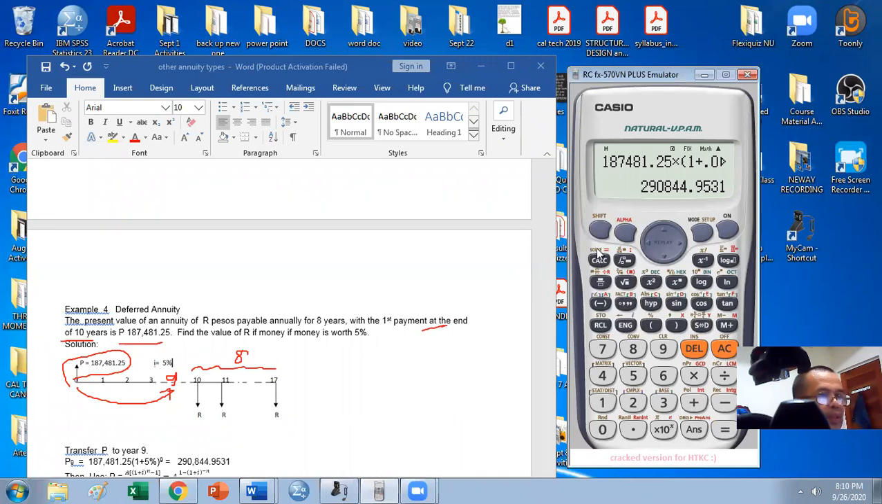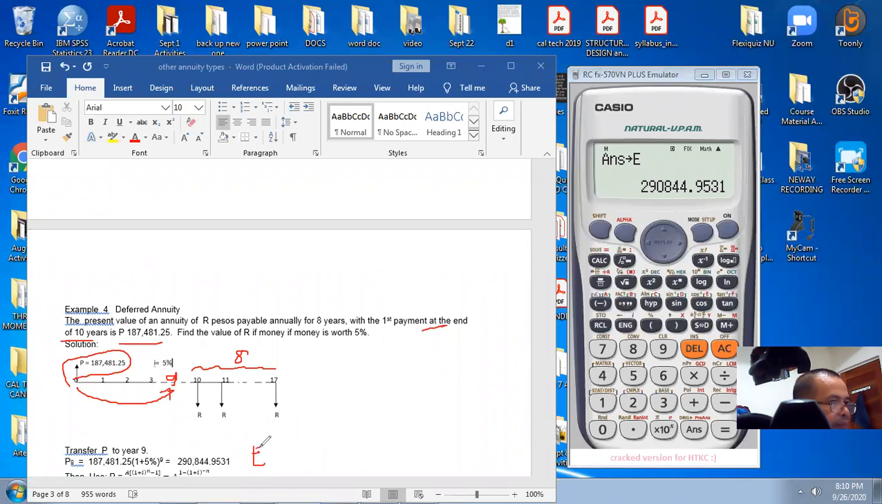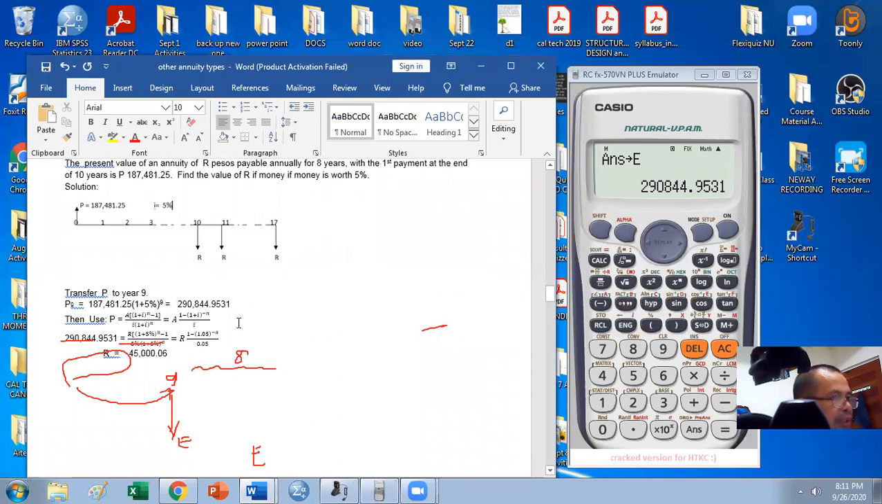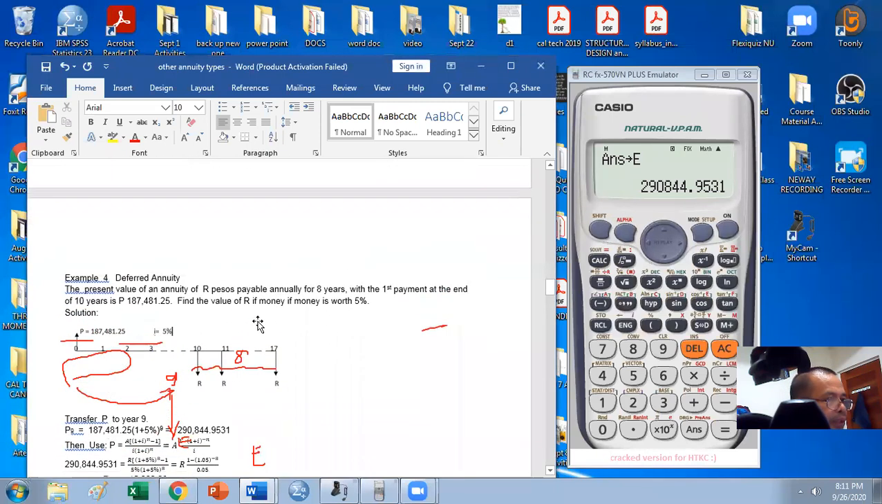So, store natin siya sa isang value. Let's say E. Ni-store ko to sa E. So, this is stored into E. Itong value na to. So, ito ngayon yung E. Nandito na yung E. Okay? So, pwede mo na ngayong gamitin yung formula ng ordinary annuity. So, what's the formula for the ordinary annuity? Lipat ko lang ito para makita nyo ito. Formula for the ordinary annuity is this one.